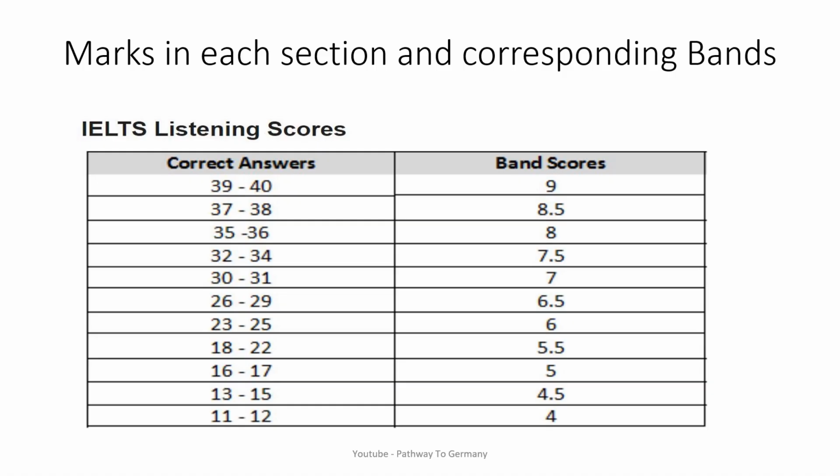So these are the marks and their corresponding bands for listening. For listening, if you want to score about 7 bands, you need to score 30 to 31 marks out of 40 to score 7. And as you can see, these are the scores and their corresponding bands.